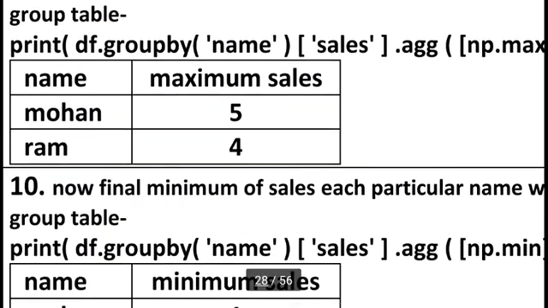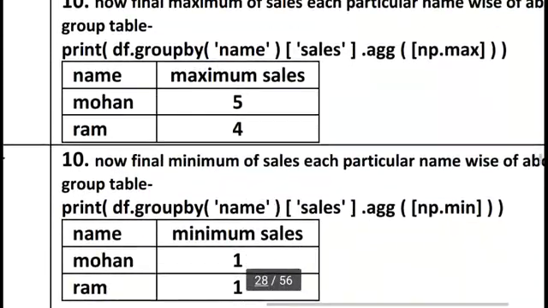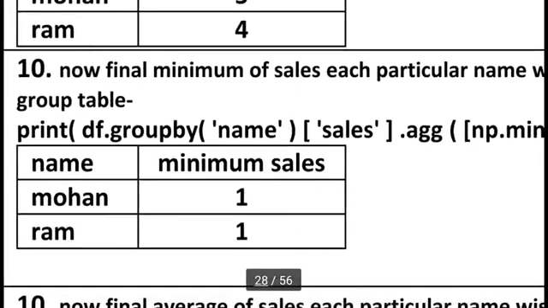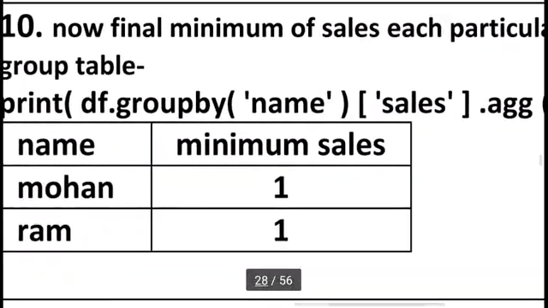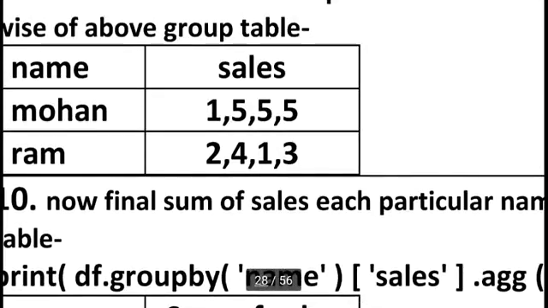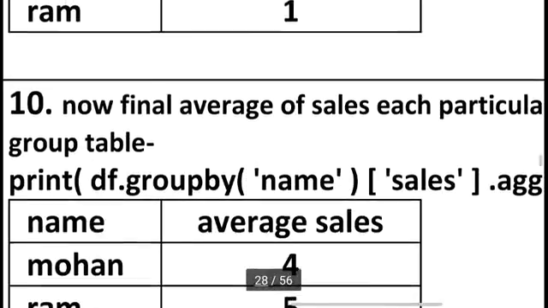If you want to see the minimum sales, simply copy this command and paste, and here only one change, np.min. You can see minimum sales Mohan 1 and Ram 1. You can see 1, 5, 5 minimum 1, 2, 4, 1 minimum is 1. So you can see the minimum sales.